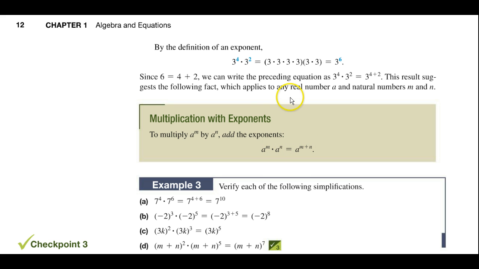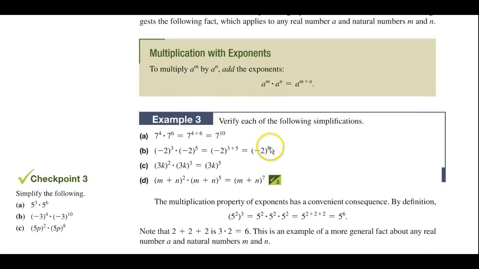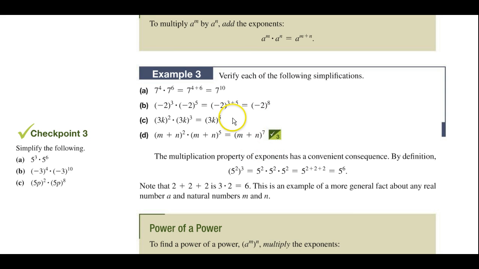So when we're multiplying variables or numbers with exponents, as long as the bases are the same, we just add the exponents. So in example A, here we have a 4 and a 6 that we'll add together and get 10. A 3 and a 5. Remember, our bases are the same. And we get, in parentheses, -2 to the 8th.